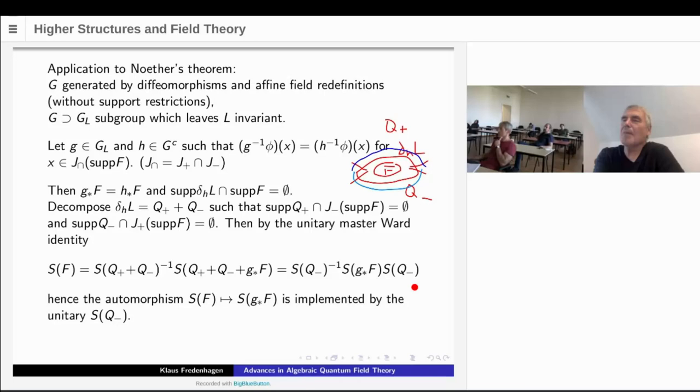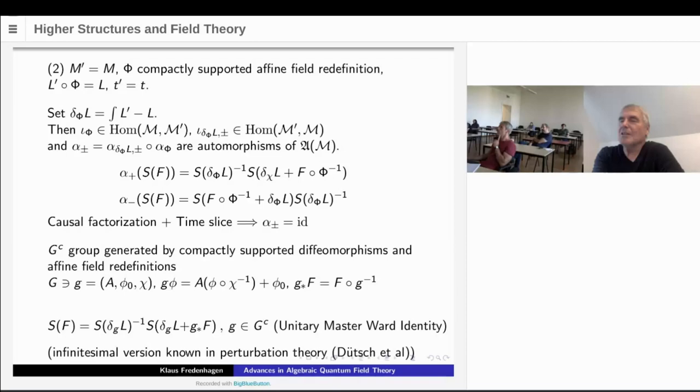And I think this is strong evidence that this is a good relation. Of course, one should be careful because we know that symmetries in quantum field theory can have anomalies. The question is where the anomalies remain now? One possible place where anomalies can occur is that in this formula, these are elements of the center, but not necessarily one.